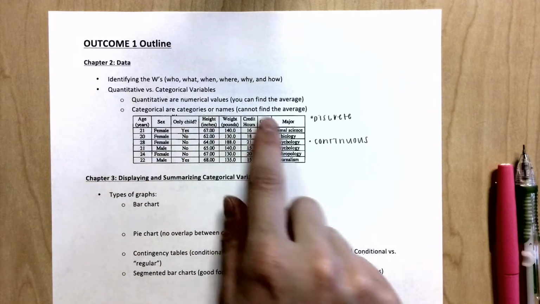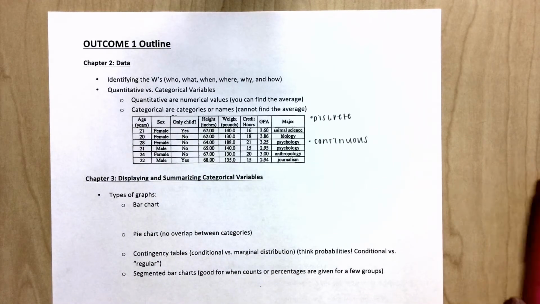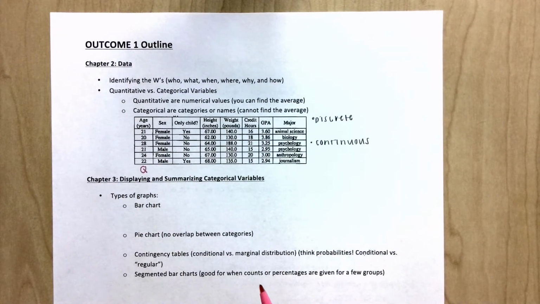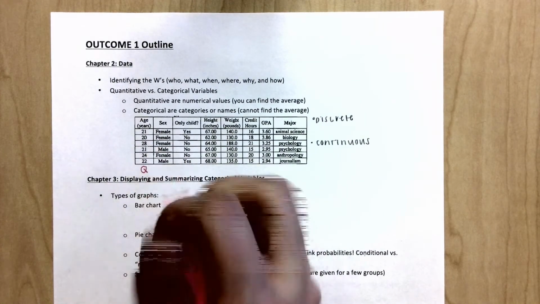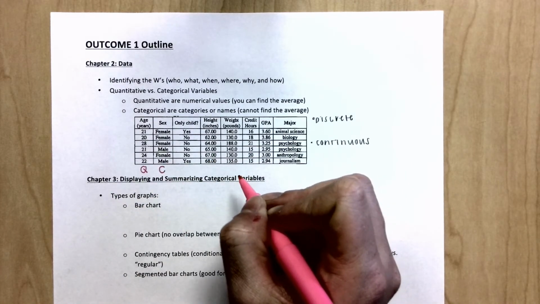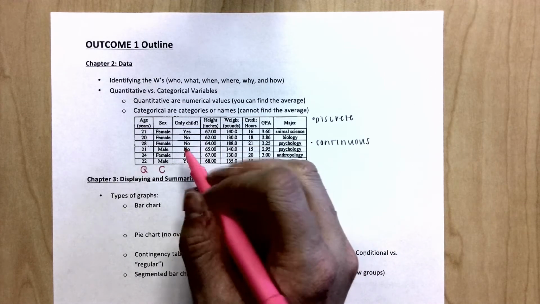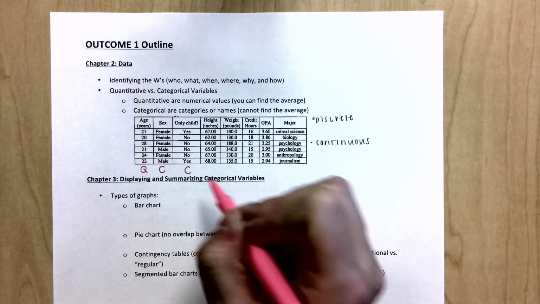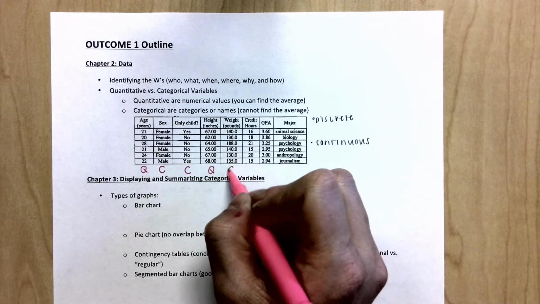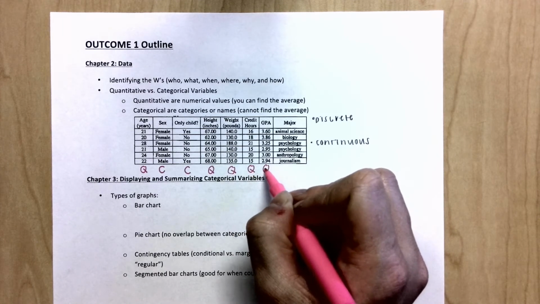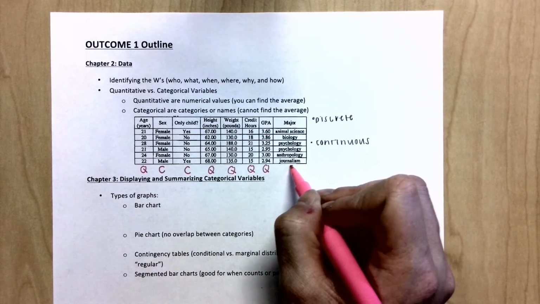Okay, so based on this little chart here, we can go through and list whether things are quantitative. I'm just going to put a Q by those, or categorical. I'll put a C. So age would definitely be quantitative. That is something that we could find the average of. Your gender would be categorical. The answer to the question, are you an only child? That would be yes or no, so that's also categorical. Height is quantitative. Weight is quantitative. Credit hours is quantitative. GPA is quantitative, but your major is categorical.